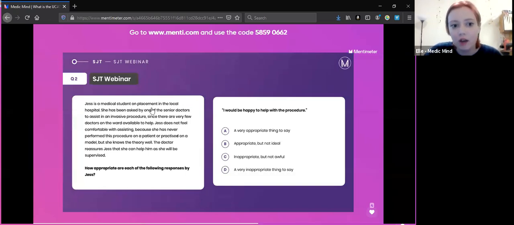So we've got the same scenario here, the scenario of Jess and the invasive procedure. And the next response is saying, I would be very happy to help with the procedure. So again, could everyone comment in the chat: what do you think the answer would be for this one? It's the same scenario, but a different question, and it's saying, I'd be happy to help with this procedure.